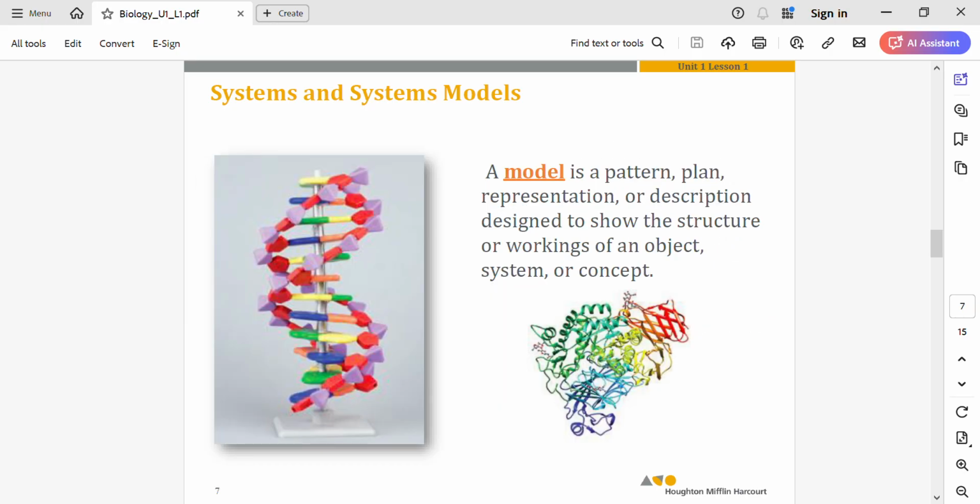What is a model? A model is a pattern or a representation to show the structure or working of an object. In this picture you can see the DNA model that shows the different parts of the DNA.